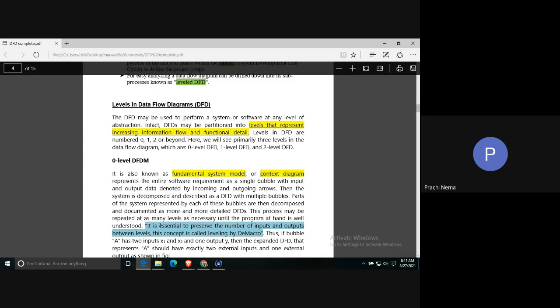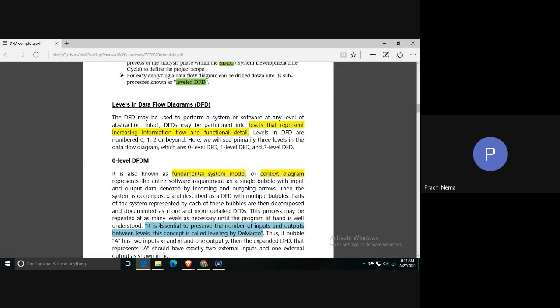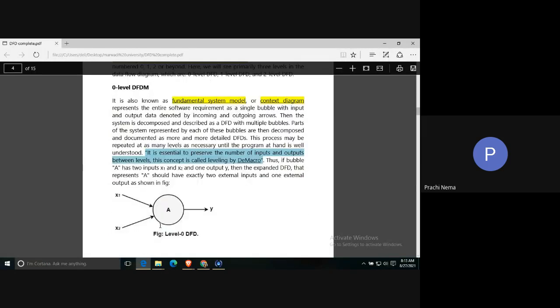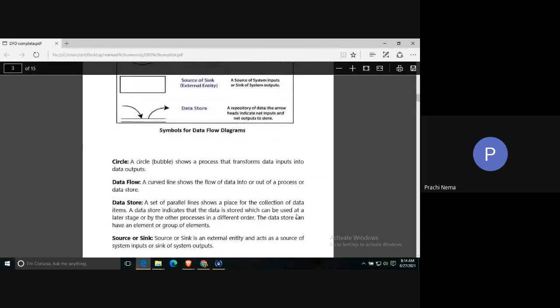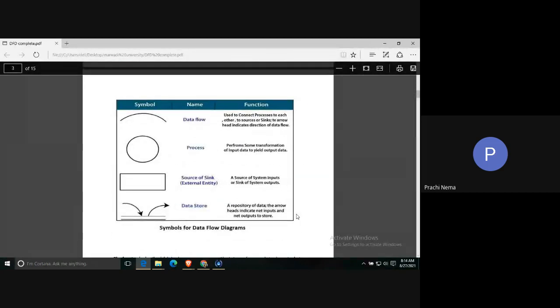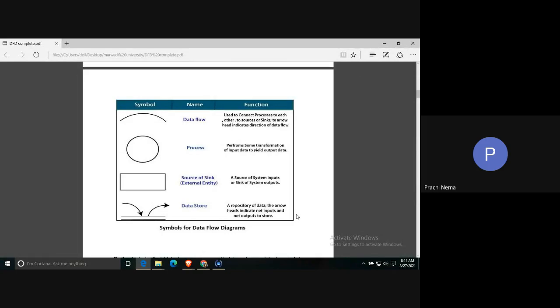Okay. Now there is one rule which should be followed at every level, whether it be zero level, one level, or two level. If you are looking at this figure, this is a level 0 DFD. See, what did I tell you? There are how many types of components? Four components. I will go back and show you. See, these were the four components: a straight line, a circle, a rectangle, and two parallel lines.